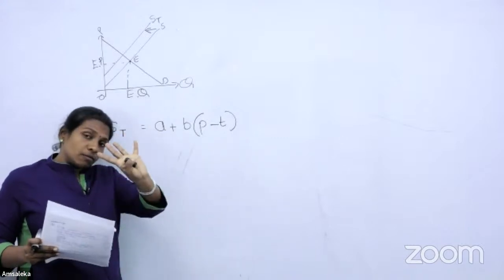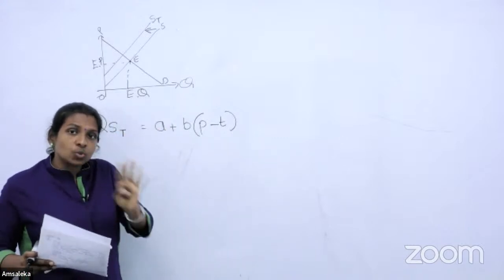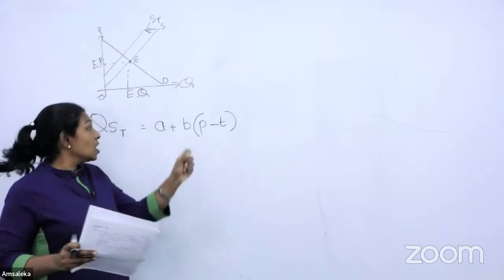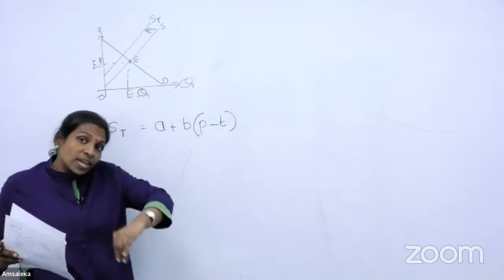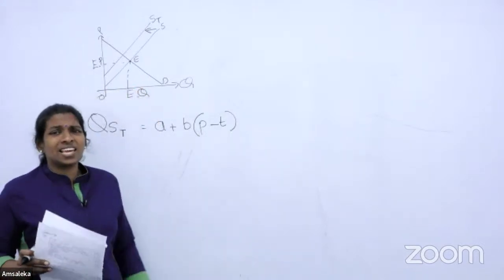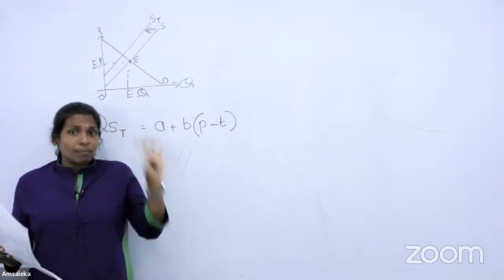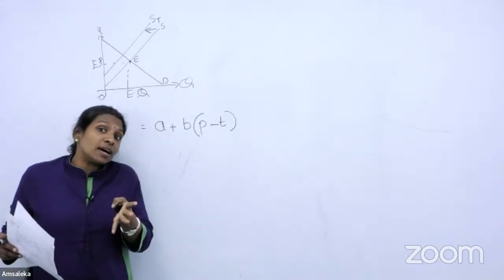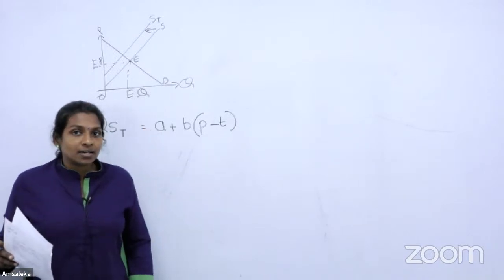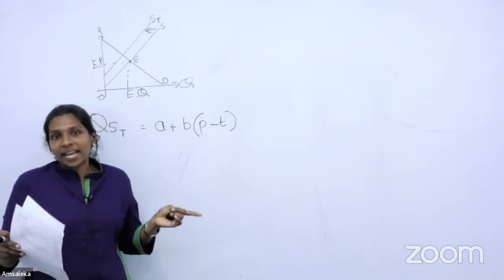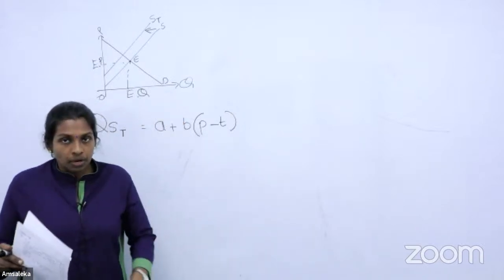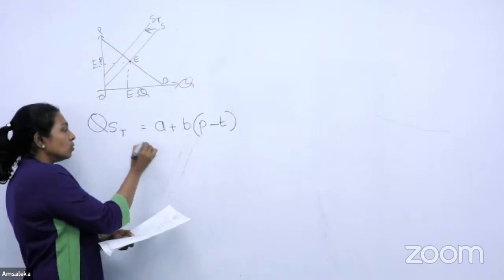QST. But what's the normal? QS equals A plus BP, no? A plus B, and that P becomes P minus T. That means we are going to decrease the quantity supplied. Remember it in that way, very easy. So tax means minus. If a subsidy is provided, QS will be increased, so you are going to add it. Tax, QS decreases, minus. Subsidy, QS increases, add. That's all. Right? Now that's the way I'm going to move it.